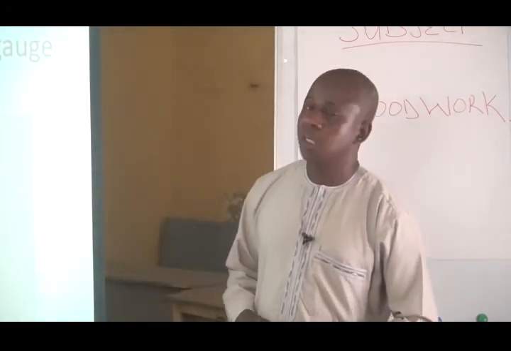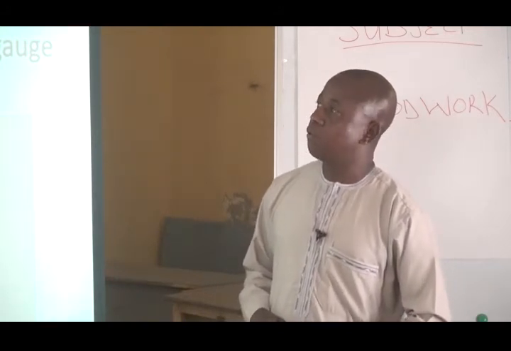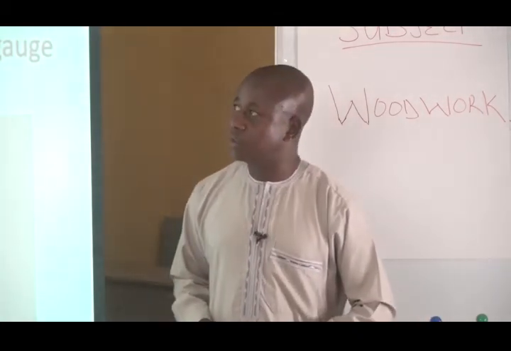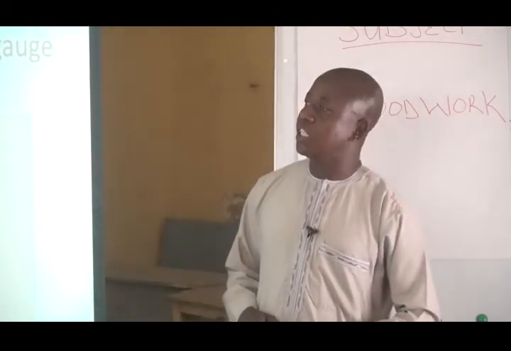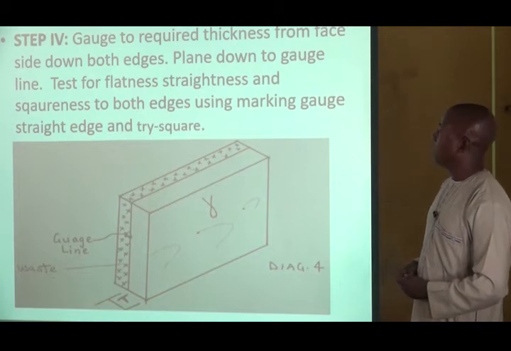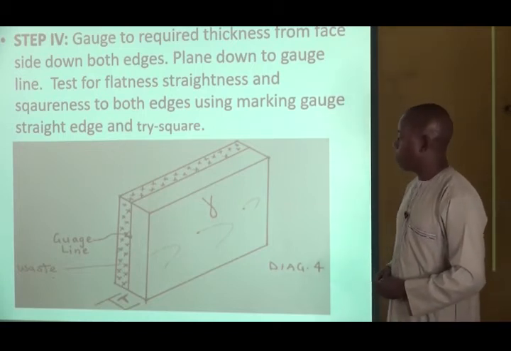In step four, it says, gauge to the required thickness from face side down both edges. Plane down to gauge line and test for flatness, straightness, and squareness to both edges using the marking gauge, straight edge, and tri-square.